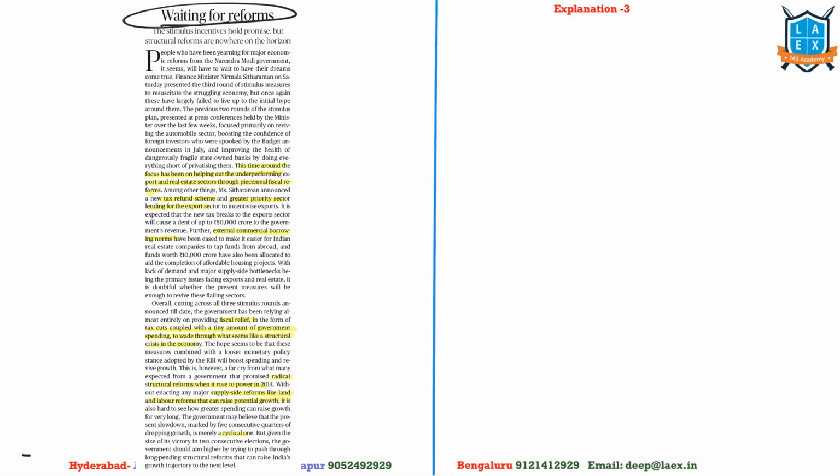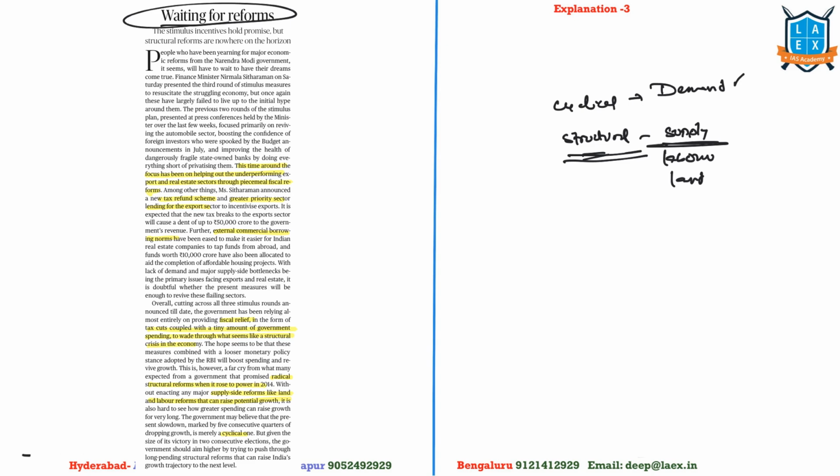Next, waiting for reforms. This is about the third tranche of the stimulus packages announced by Ms. Nirmala Sitharaman, the Finance Minister of India. So see, there are cyclical factors and structural factors. Most of the structural factors are supply side. Let's take land reforms, labor reforms, all these are supply side constraints and they are more structural. And cyclical factors are more related to demand. Whatever measures were announced by Ms. Nirmala Sitharaman are meant to stimulate demand.